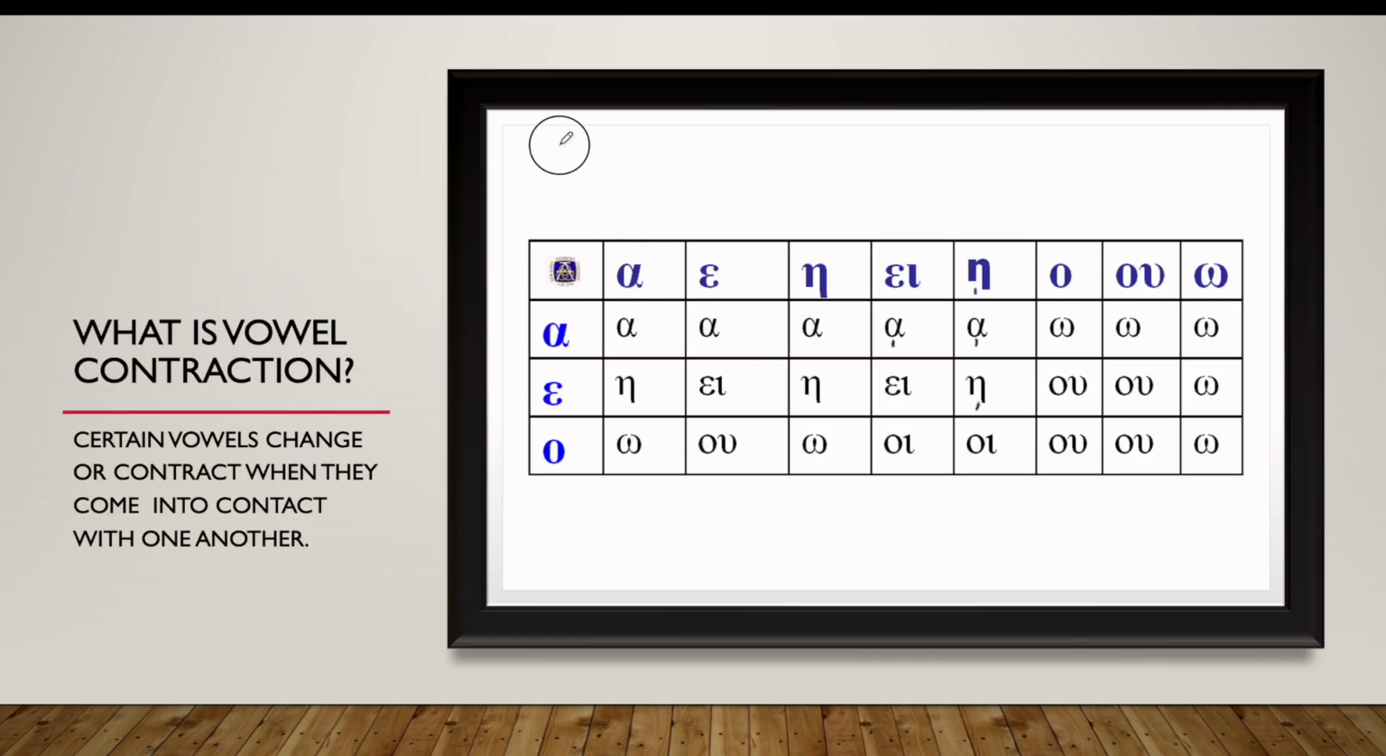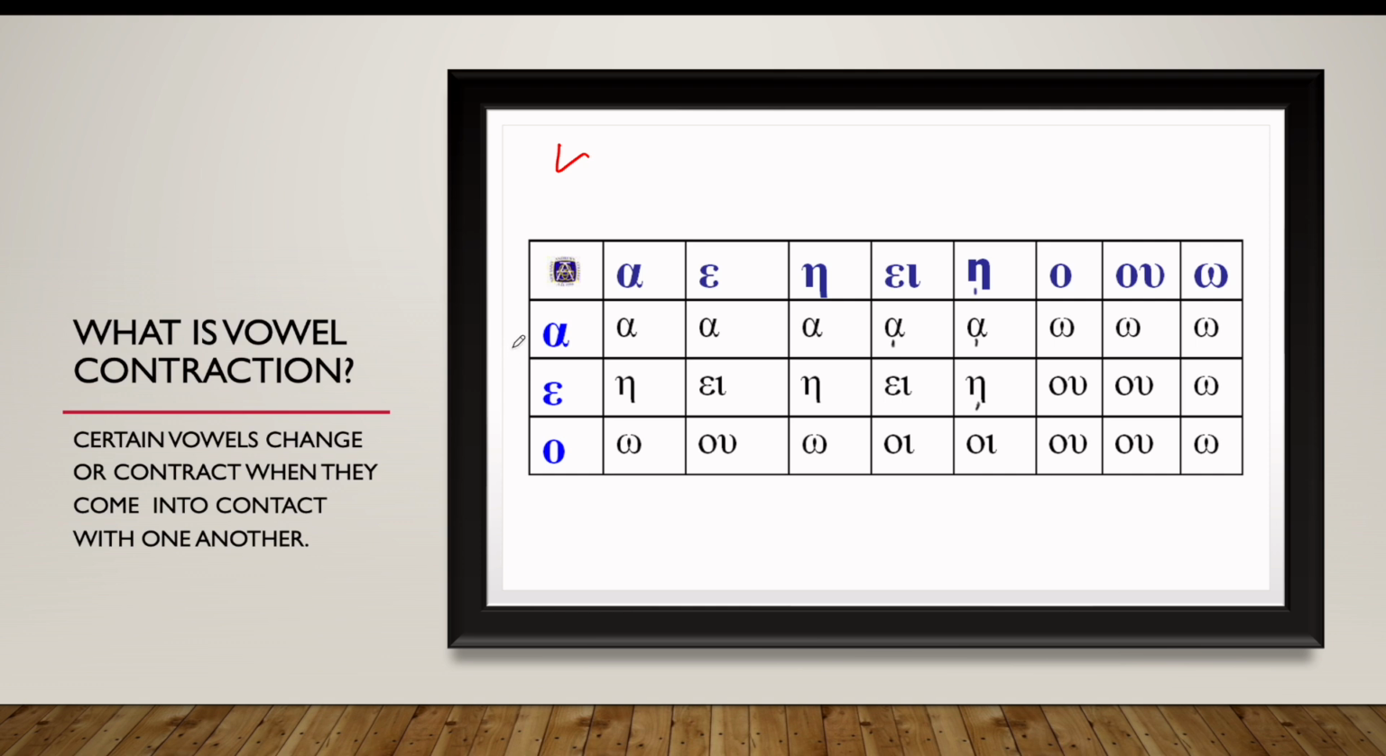Here's a little chart of contraction, and you can see what happens. When you have an alpha and an alpha, one alpha drops out and you just get an alpha. When you have an alpha and an epsilon colliding, the alpha is predominant and it pushes the epsilon out of the way. So that chart's helpful, and you'll find a similar chart in your textbook.